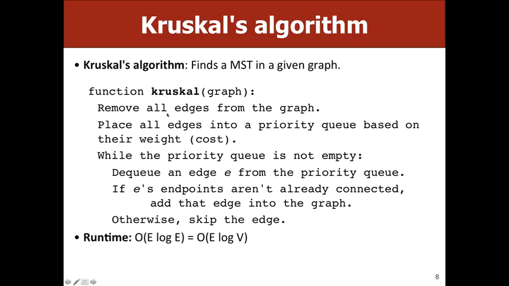So basically the way it works is you start off with no edges in your graph. And then we're going to make a priority queue based on edge weight. While the priority queue is not empty, we're going to dequeue an edge. If it connects two parts of the graph that are currently unconnected, then we'll include it in our minimum spanning tree. Otherwise, we don't do anything with it.